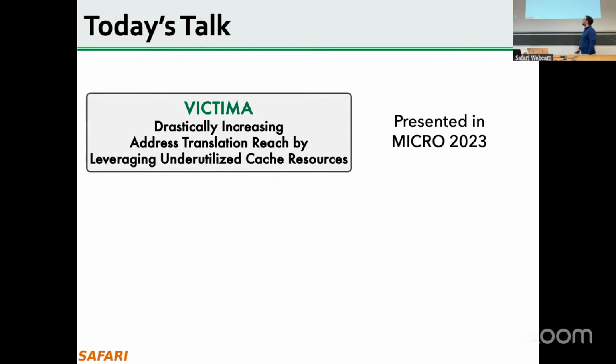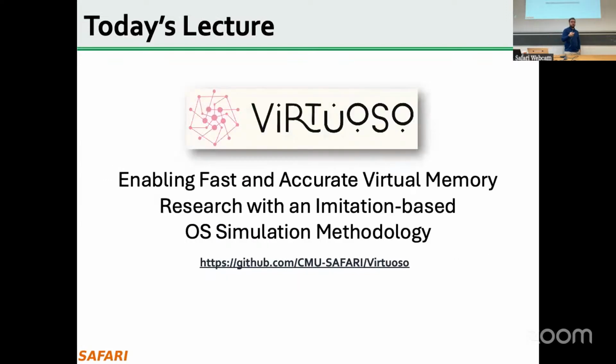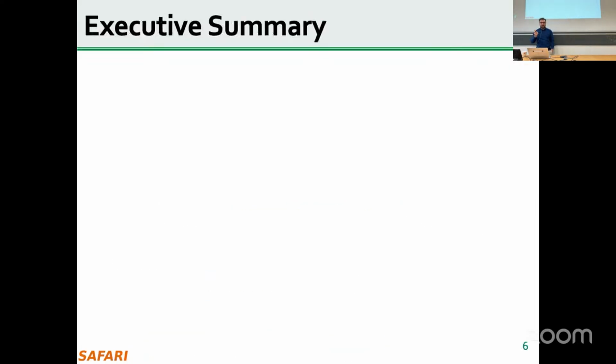So in today's talk, we're going to talk about two papers which were presented last year in MICRO 2023. One of them is about how we can use the existing cache resources to make address translation much faster. And the second one is how we can rethink the abstraction of virtual memory so that we change the virtual address to physical address mapping and accelerate the process. After these two works, I'm going to discuss the simulation framework which I've been working on with Konstantinos, who is sitting over there. Then I will jump into some challenges in the topic and some potential research directions that we could work together on.